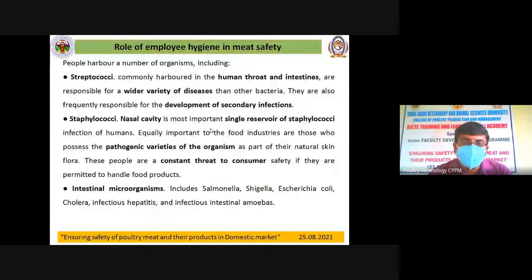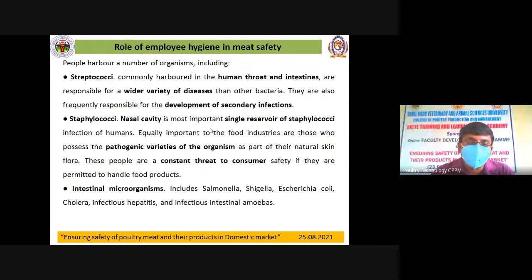Streptococci, which are commonly harbored in the human throat and intestine, are responsible for a wide variety of diseases compared to other bacteria. They are also responsible for the development of secondary infections. After some primary infections, when the immunity goes down, the streptococci, which are normally present in the throat and intestine, will take the upper hand and cause a wide variety of diseases.